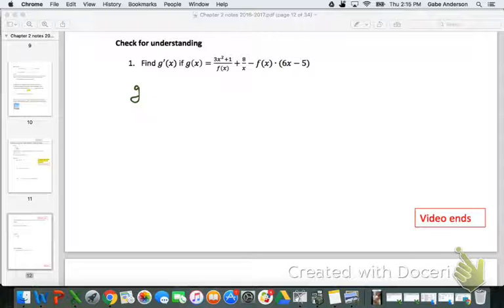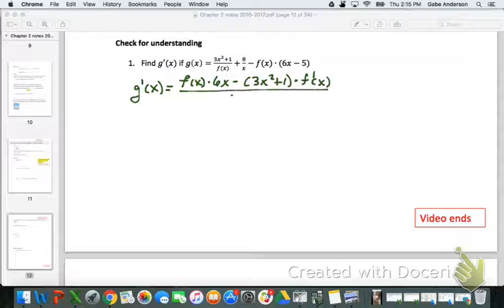G prime is equal to, well, the first thing I come to is that fraction. And so perhaps the best way to do the derivative of that would be to do the quotient rule. So here we go. Low is just f of x. D high would be 6x, so low d high, minus high d low. How would we note d low? Well, we're just going to write times f prime. That's really all we can do. Low d high minus high d low over the square of what's below. So that would just be f of x squared.